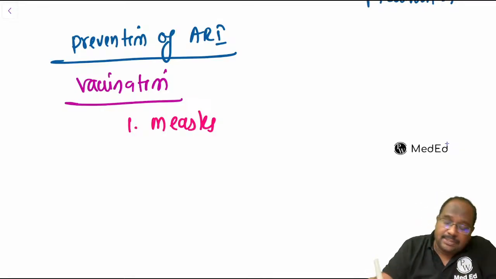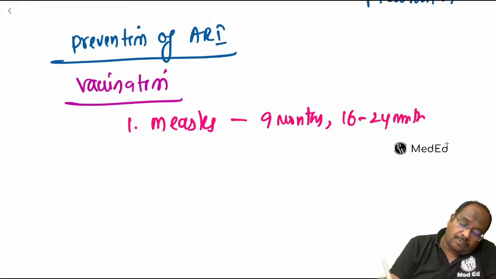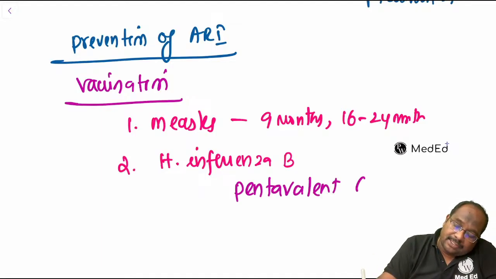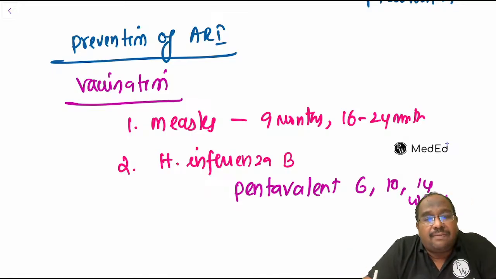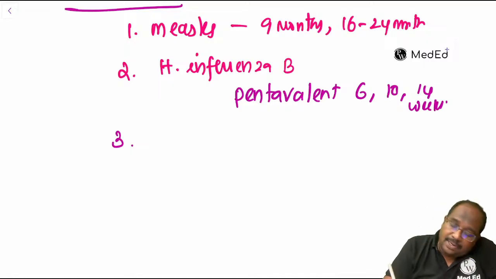You should vaccinate against measles at 9 months, again at 16 to 24 months. Second, we have H influenzae B, which is part of the pentavalent vaccine. We provide the pentavalent vaccine at 6, 10, 14 weeks. Measles at 9 months, 16 to 24 months. Third, we have another vaccine available, the pneumococcal vaccine.